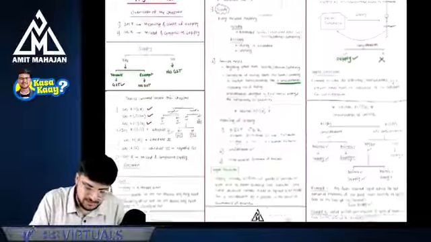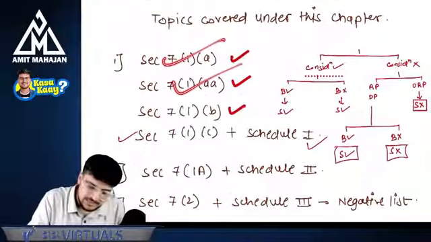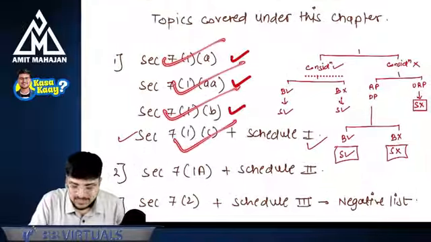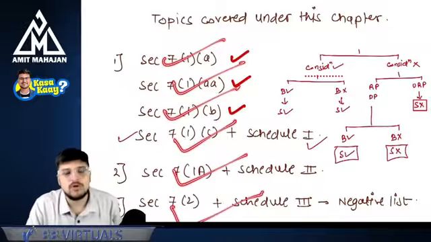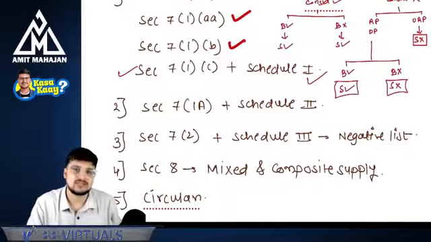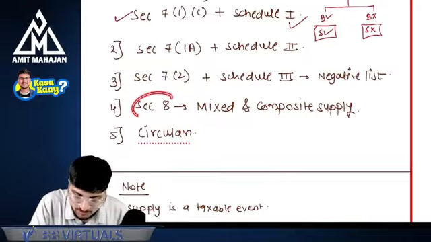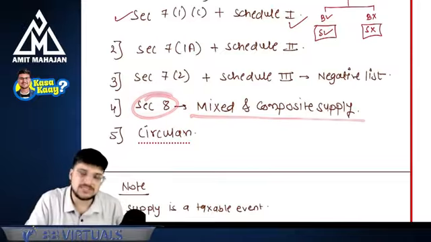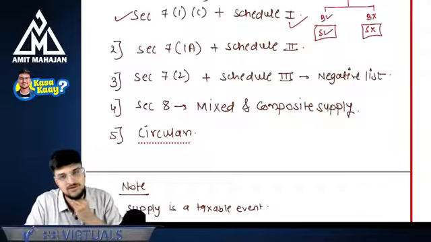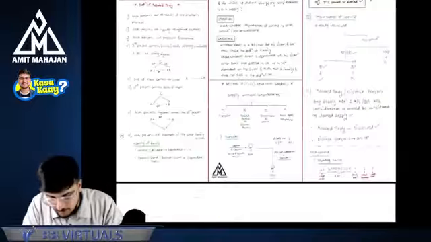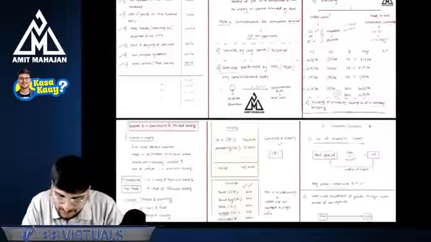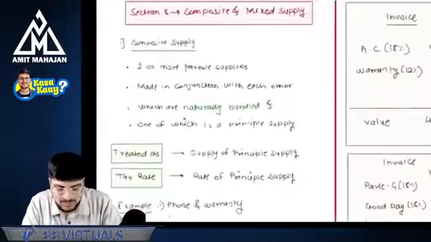So till now, we have seen how many sections? Till now, we have seen section number 7, 8, 9, 10, 11, and 12 read with Schedule 3, which is a negative list. Right? And now we are moving ahead with the next part, that is section number 8, that is mixed and composite supply. And then we'll see the circulars. Perfect? Okay. Now let's move ahead with the next part, that is mixed and composite supply.